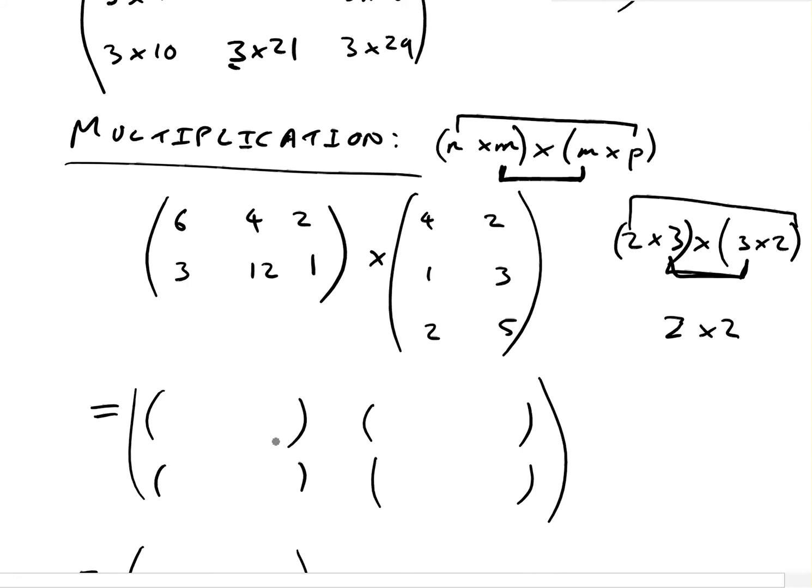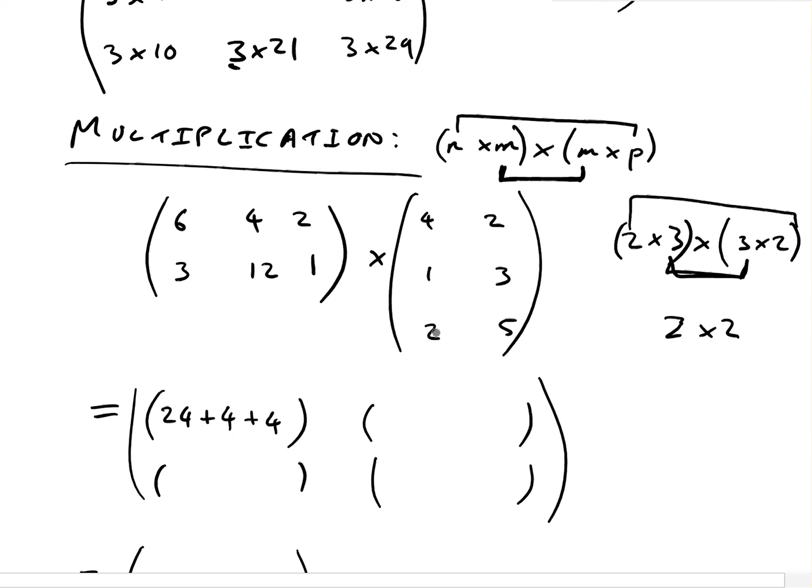Okay. This element is the first row, first column. So that tells me that I'm going to be looking at the first row of this matrix and the first column of this matrix. I'm going to multiply the 6 by the 4, so the corresponding elements, which is 24, and then 4 by 1, the corresponding second element, which is 4, and then 2 by 2, and that's 4. And then I'm going to add them all together. So I'm doing this times this, plus this times this, plus this times this, effectively.